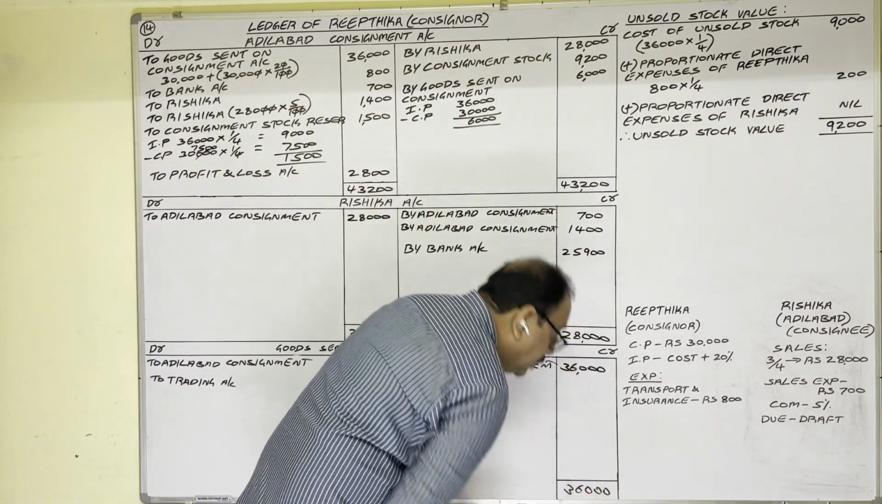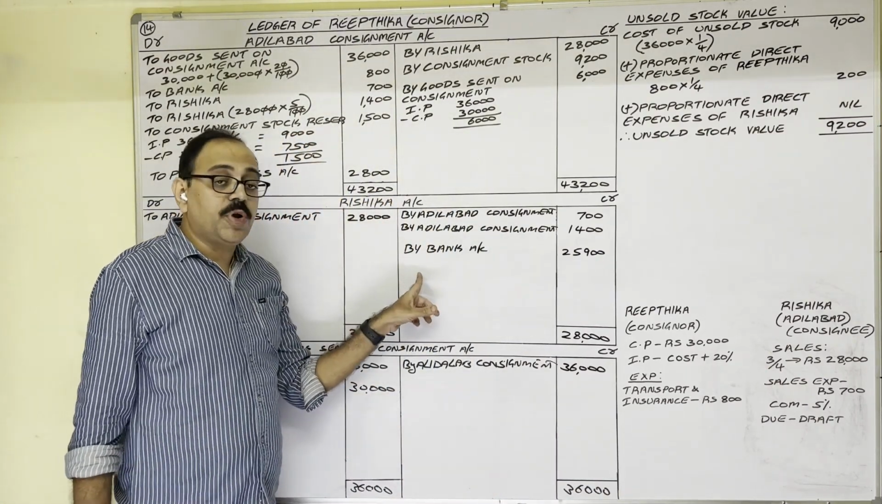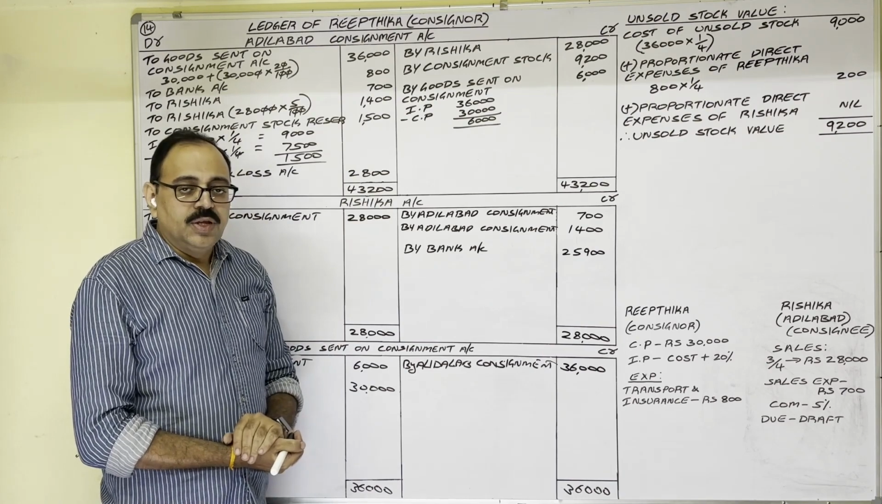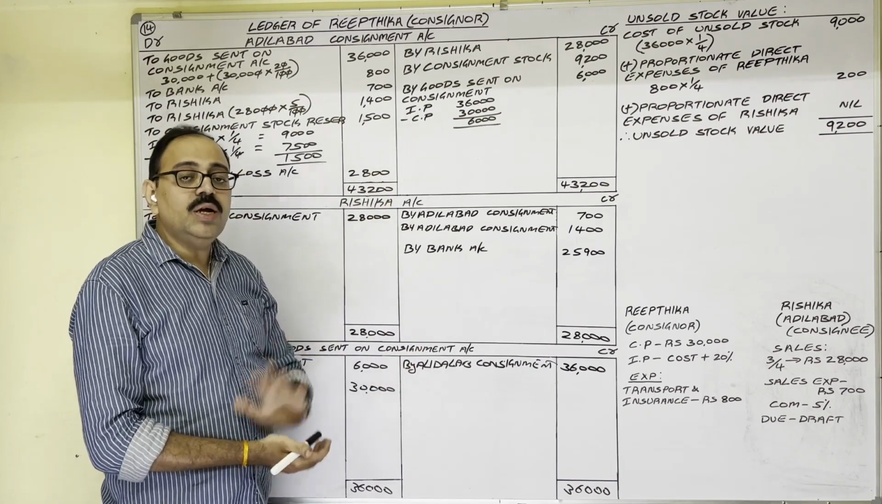So this is the ledger in the books of the consignee. With this, the 14th problem is completed. So without using the journal entries, in this manner we should show the accounts.